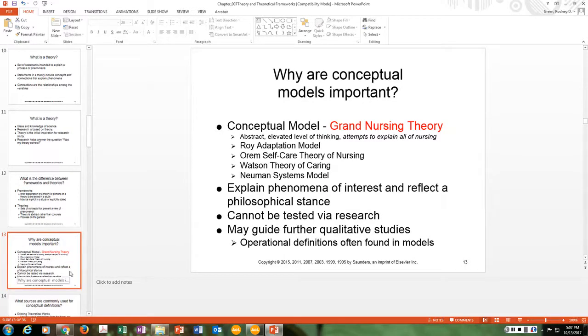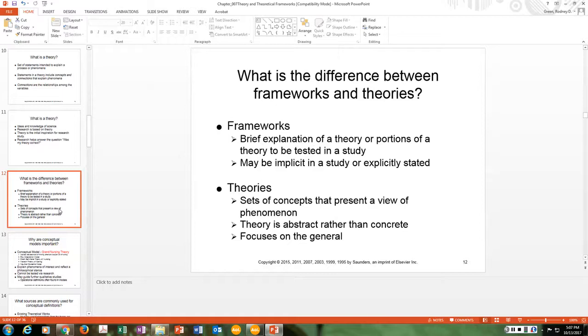Oh, excuse me, I skipped this. Theories. Theories are sets of concepts that present a view of a phenomenon. Theory is abstract rather than concrete, and it focuses on the general.